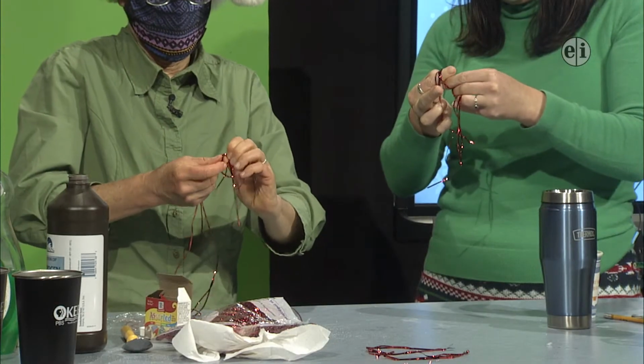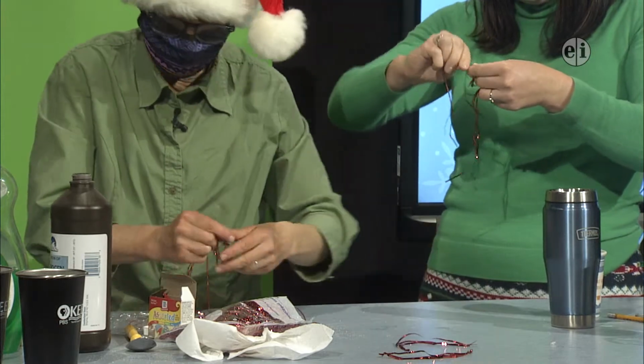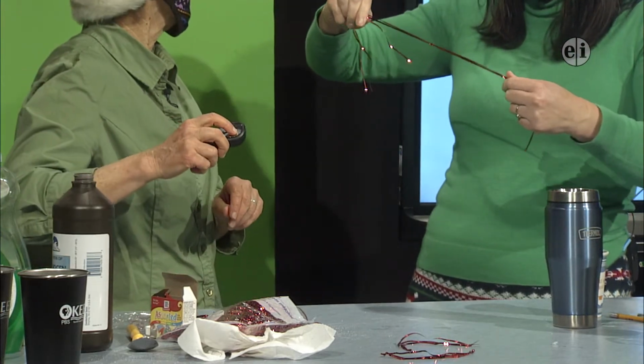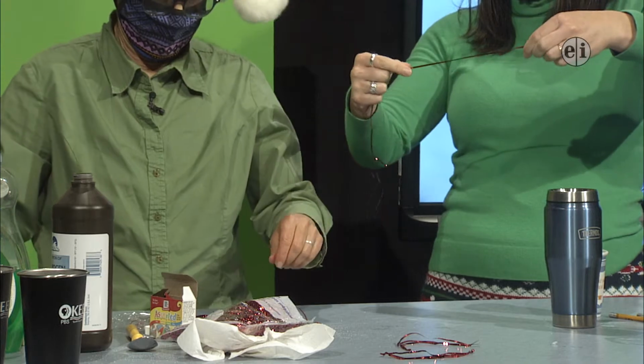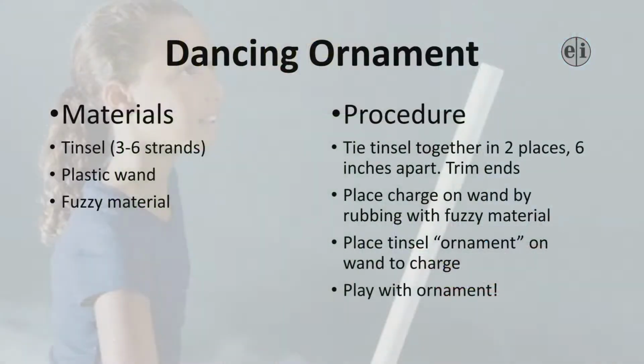Okay. What we're doing is making a little sort of ornament, because it doesn't look like an ornament now. It's called the dancing ornament. I don't know if that's 6 inches, but it's probably fine. And then you want to trim the ends. They're probably too long. Trim the ends.